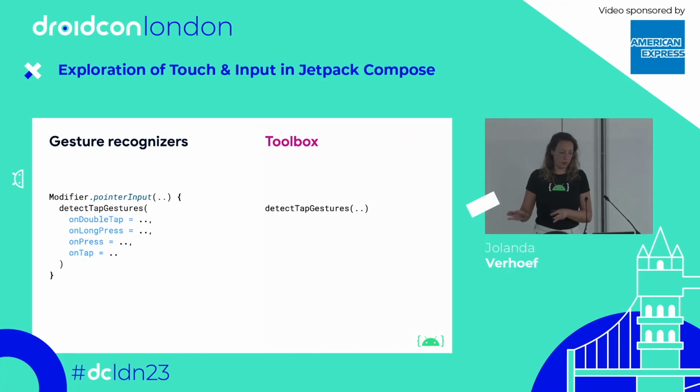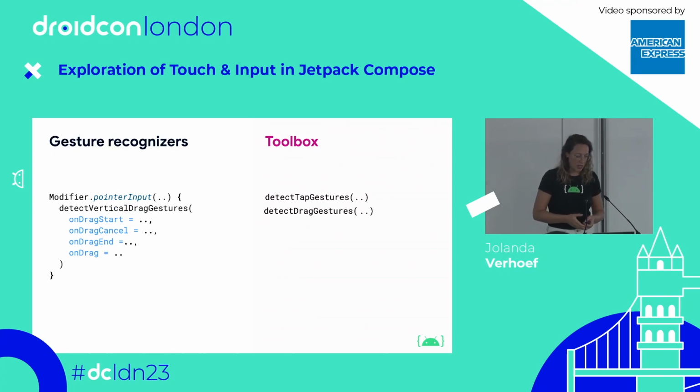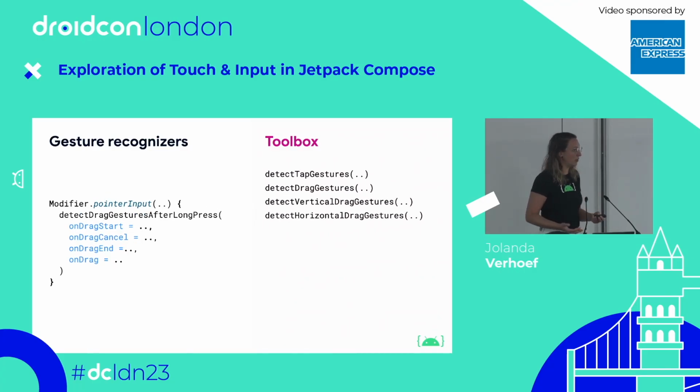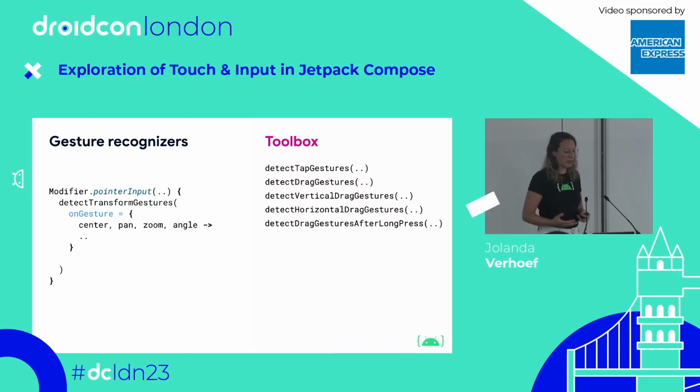So we can add this method to our toolbox, and we'll be creating a beautiful pink toolbox while we're at it. The other thing that we can do is detect drag gestures. So during a drag, this onDrag lambda will be called continuously. Every single drag that you're doing while you're dragging your finger over the screen, that onDrag lambda will be called continuously. Now you can limit your drag detector to only respond to vertical dragging or only to horizontal dragging. And you can also decide to only detect drags after the user has done a long press. And then you can also detect multi-touch transformation gestures, such as panning, pinching, and rotating, by using detect transform gestures.